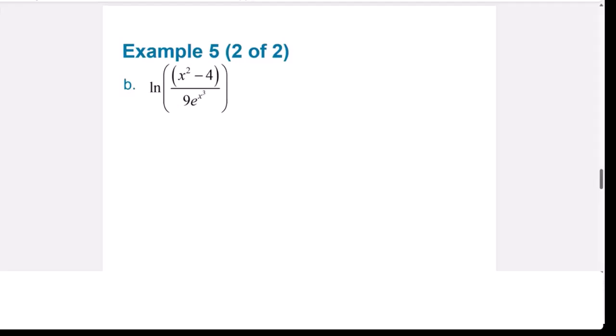Here we have a division. And whenever I have division, that's the first thing I really want to do. This is equal to ln of x squared minus 4 minus ln of 9e to the x cubed. Using my quotient rule, which is subtraction, I just separated the numerator and the denominator from each other.